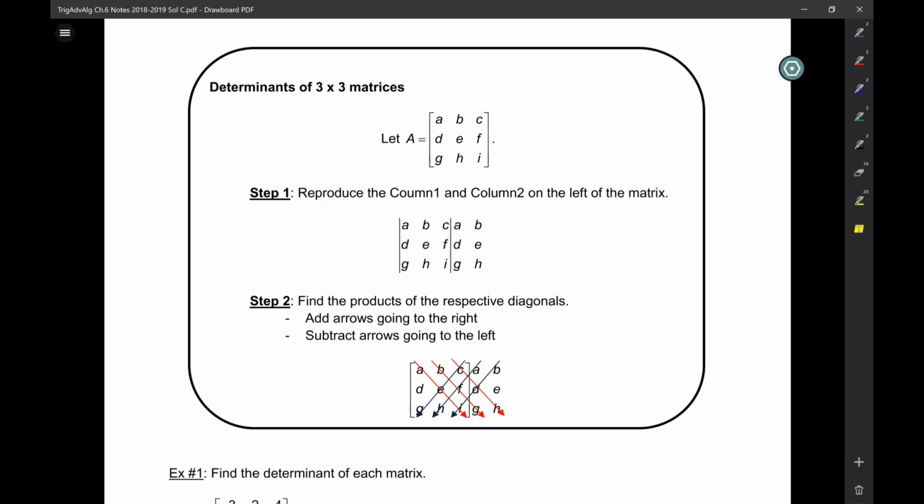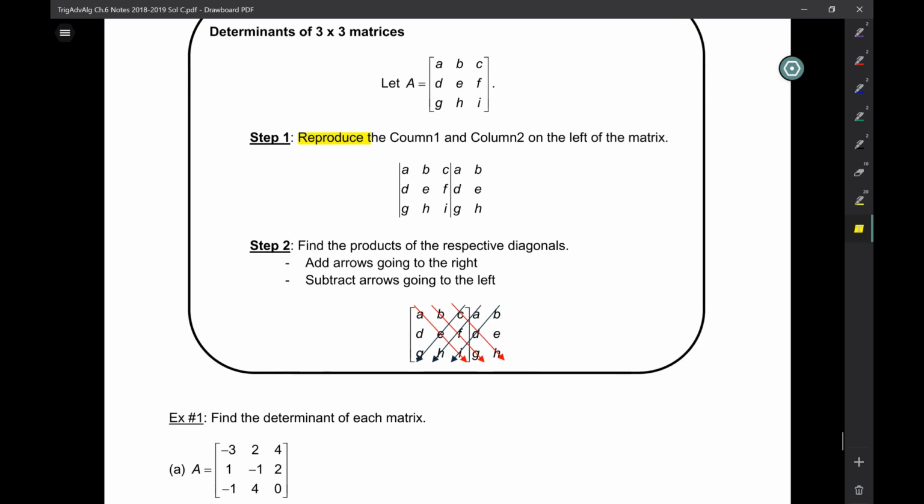In order to find the determinant, what we're going to do is this. It's pretty straightforward. It just requires a little bit of care. So here is my 3 by 3 matrix. What I do is I just reproduce or clone the first 2 columns to the right of the matrix, just like this. So no math at all. Just copy over this column and this column over to the right side. Then you want to find the product of the respective diagonals.